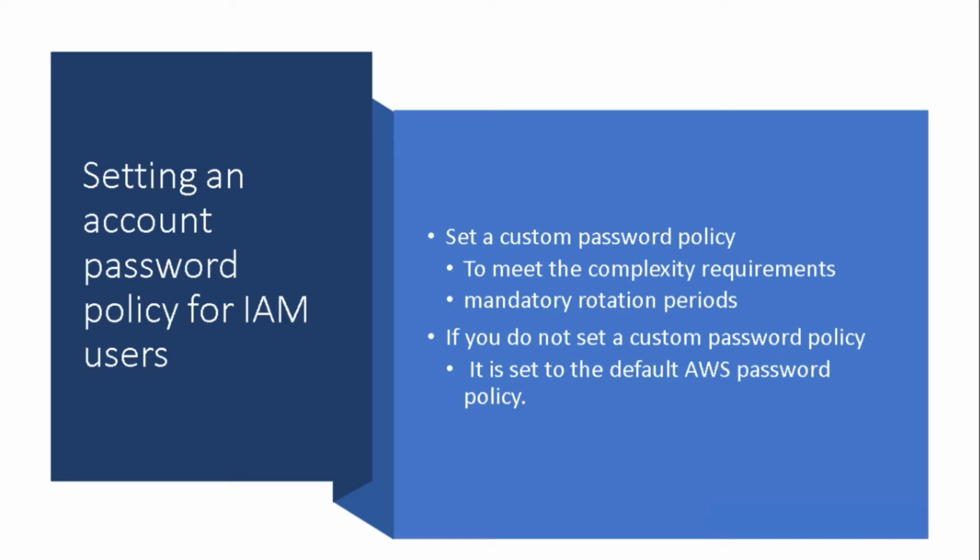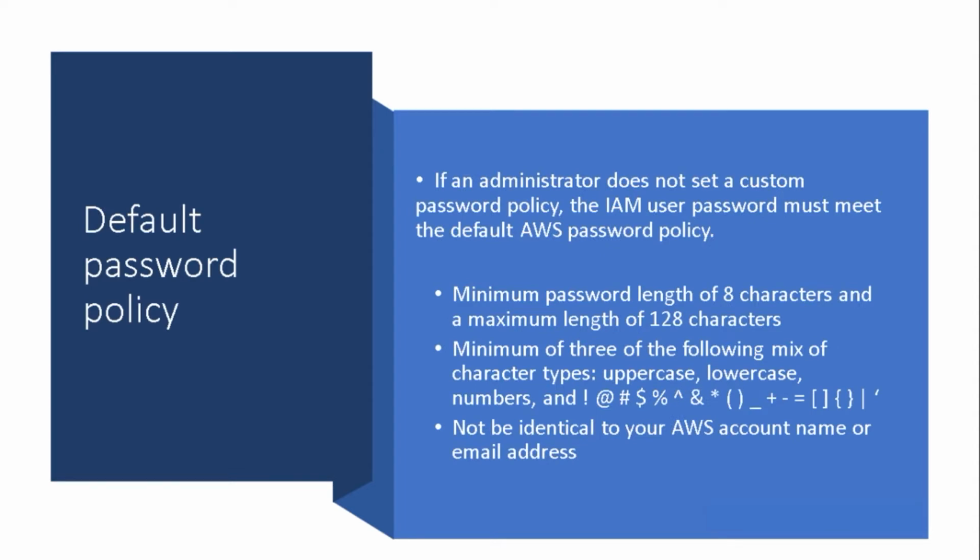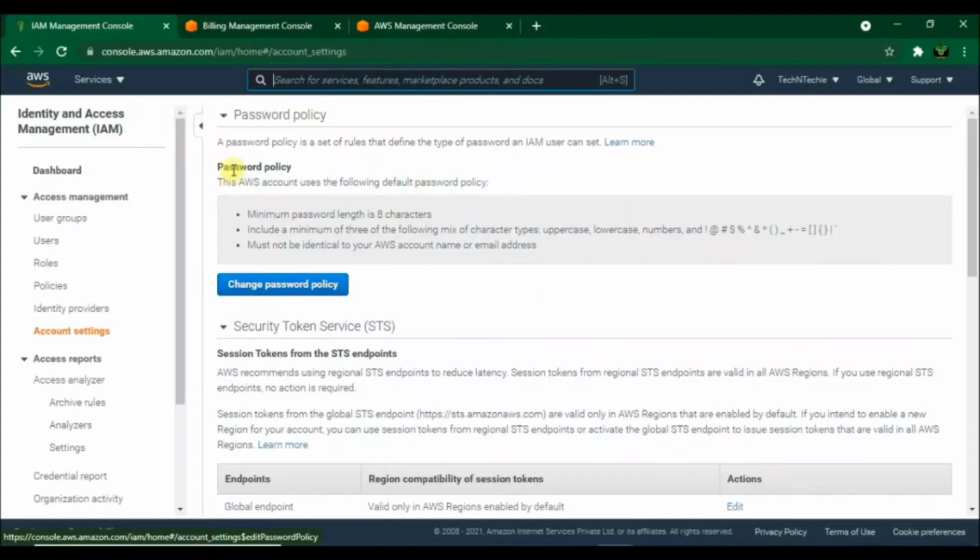If you do not set a custom password policy, the IAM user password must conform to the default AWS password policy. Default password policy. If an administrator does not set a custom password policy, then IAM user passwords must meet the default AWS password policy. The default password policy fulfills the following conditions: minimum password length of 8 characters and a maximum length of 128 characters. Minimum of 3 of the following mix of character types: uppercase, lowercase, numbers, and non-alphanumeric, that is special characters.